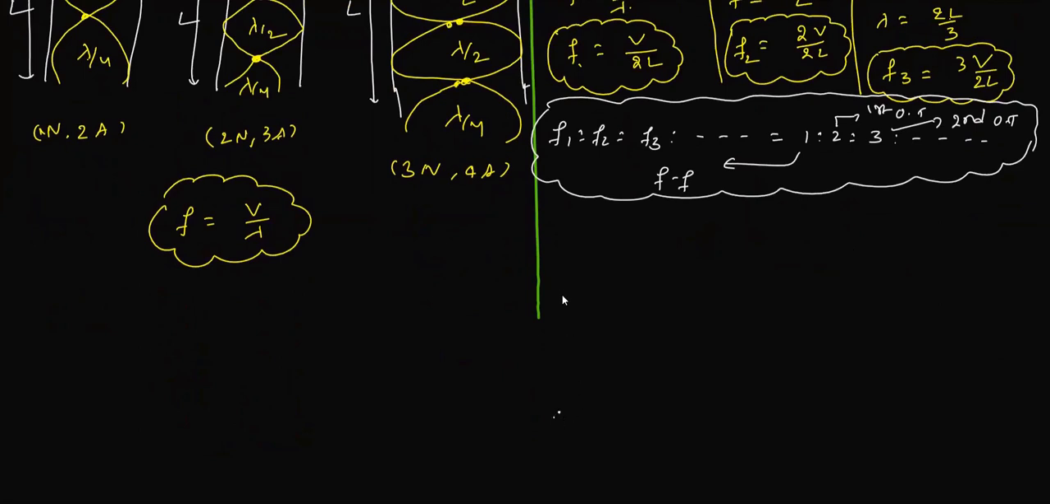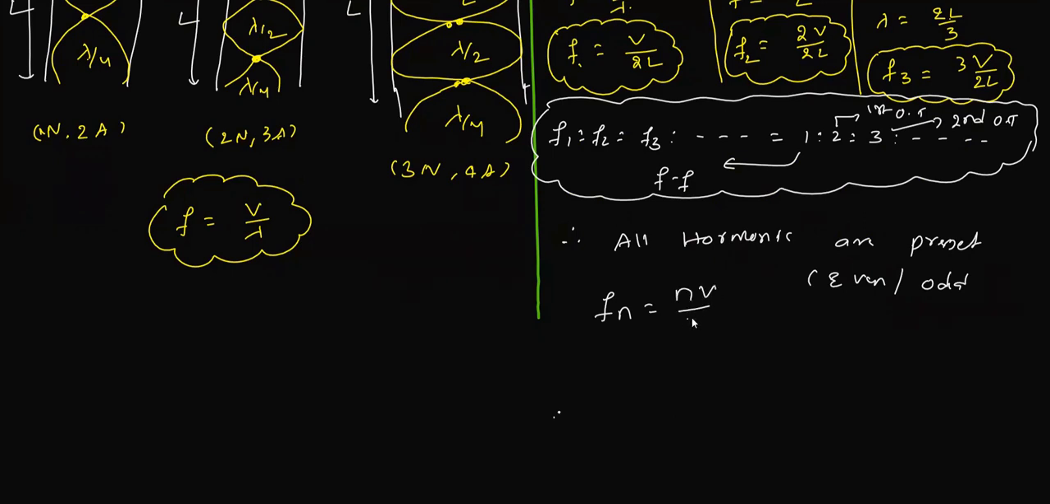Therefore, all harmonics are present. All harmonics means both even and odd. If you observe, F1 is V by 2L, F2 is 2V by 2L, F3 is 3V by 2L. Therefore, how can we write Fn? Fn can be written with 1, 2, 3. Therefore, Fn equal to nV by 2L.